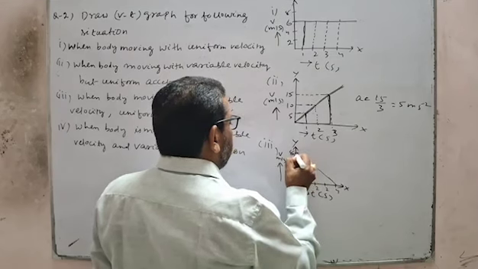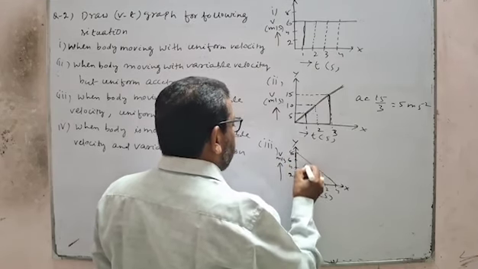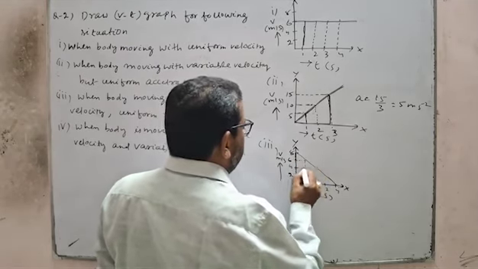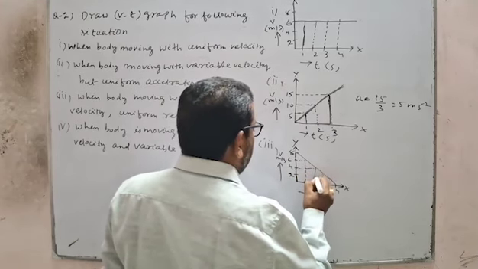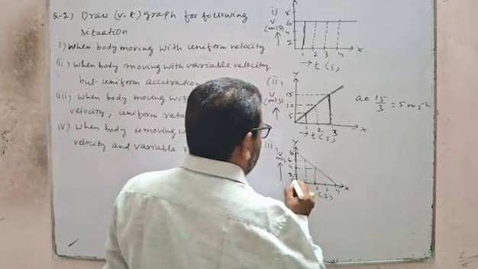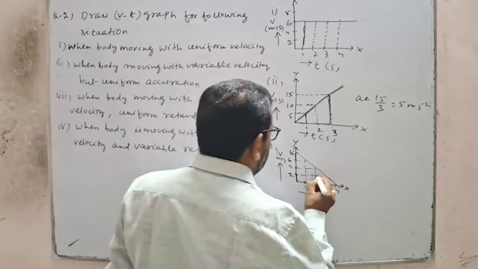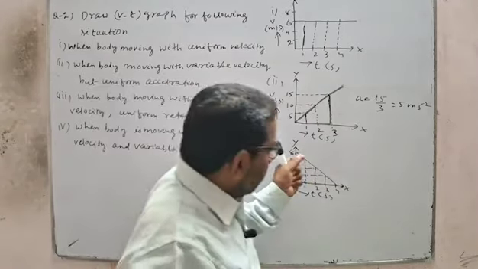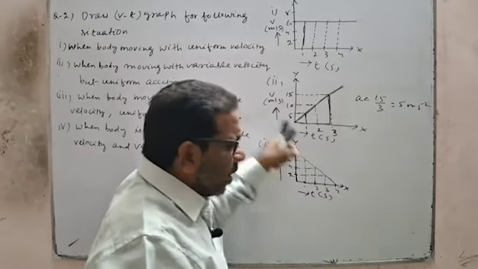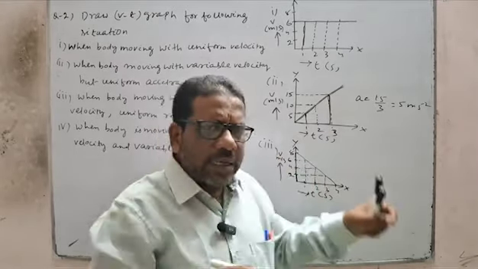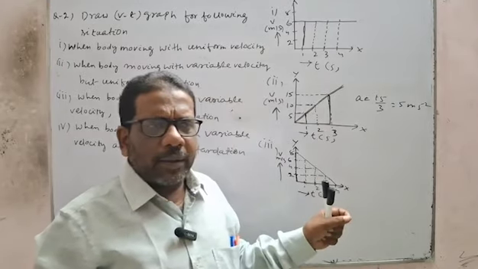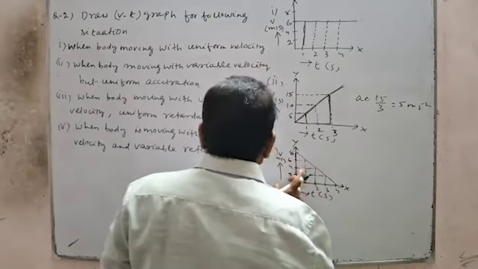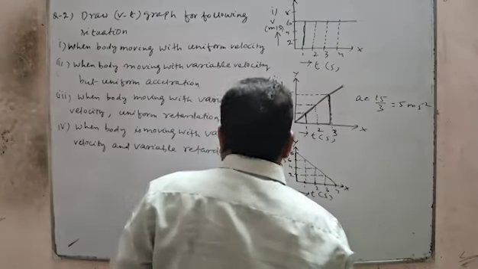At 0 second, the velocity is 8 meter per second. At 1 second, it becomes 6. At 2 seconds, it becomes 4. At 3 seconds, it becomes 2. At 4 seconds, it becomes 0. That means gradually the velocity is reduced. When there is a decrease in velocity with time, that is called retardation. So this is the graph for variable velocity, uniform retardation.